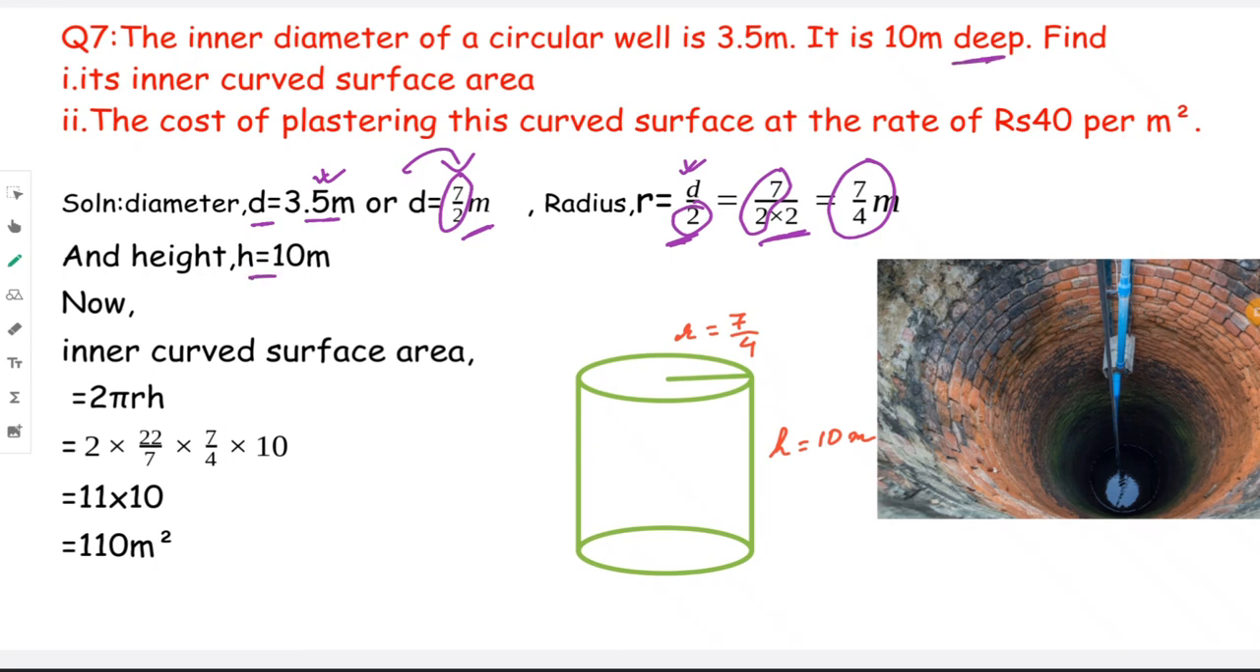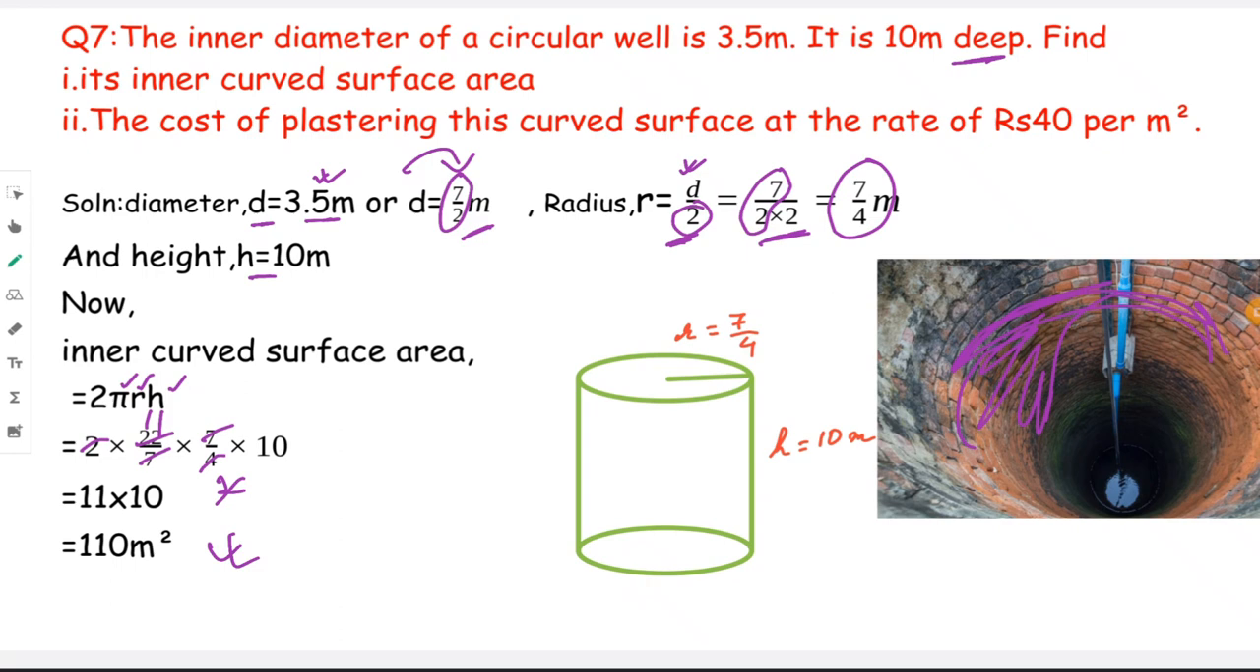All right, now first let's find the inner curved surface area of this well. Inner curved surface area means this. I have to find the surface area, right? So what is the formula? 2 times pi r h. We know the value of pi is 22 by 7. Radius we already got 7 by 4, and height is 10 meter. So I can divide this 7 7, 2 ones are 2 2, then 2 ones are 2 11. So 11 into 10, I'm going to get 110 meter square. So we now know the inner curved surface area.